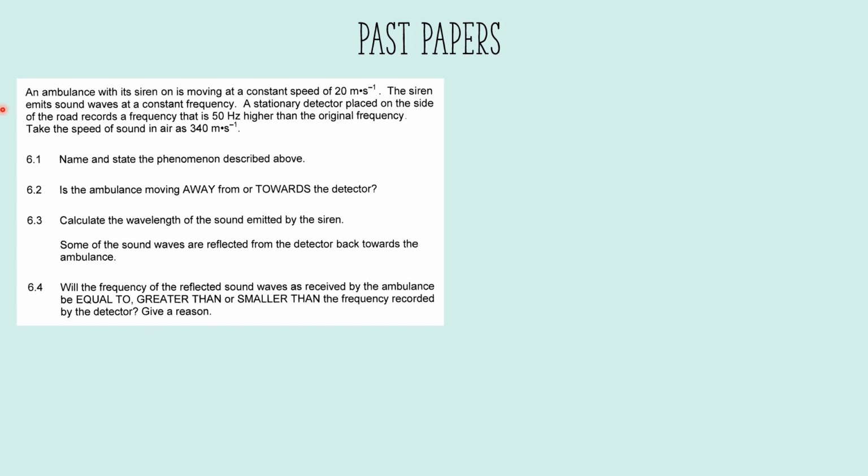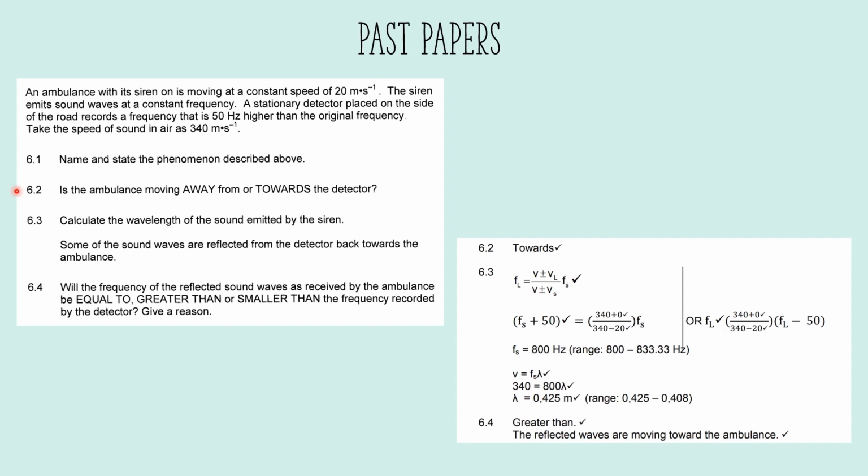An ambulance with its siren on is moving at a constant speed of 20. The siren emits sound waves at a constant frequency. The stationary detector placed on the side of the road records a frequency that is 50 higher than the original frequency. Take the speed of sound in air as 340. Name and state the phenomenon described above. We all know that is the Doppler effect. Is the ambulance moving away or towards the detector? It is moving towards because the frequency is higher than the original frequency.